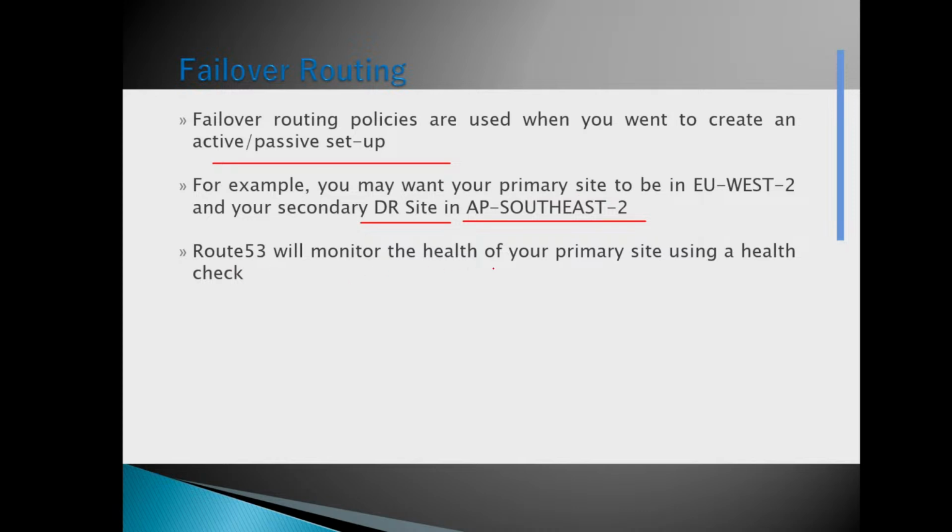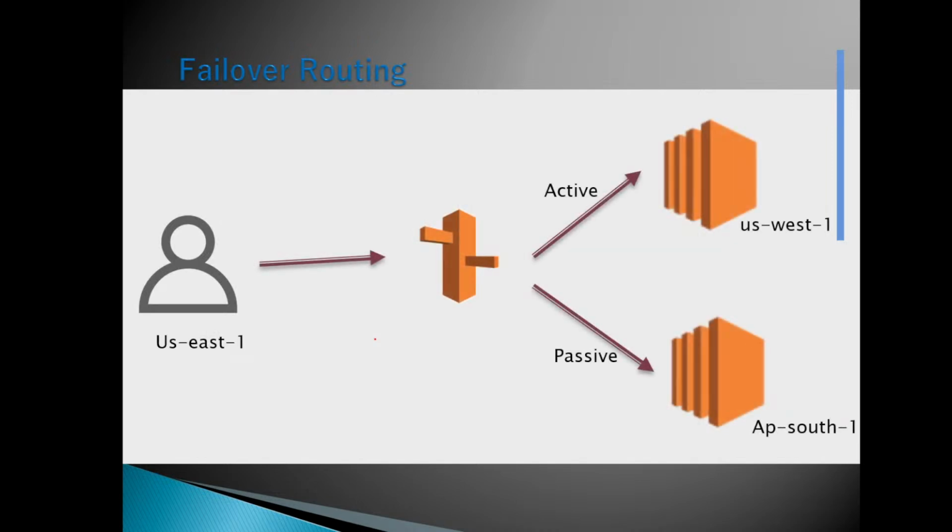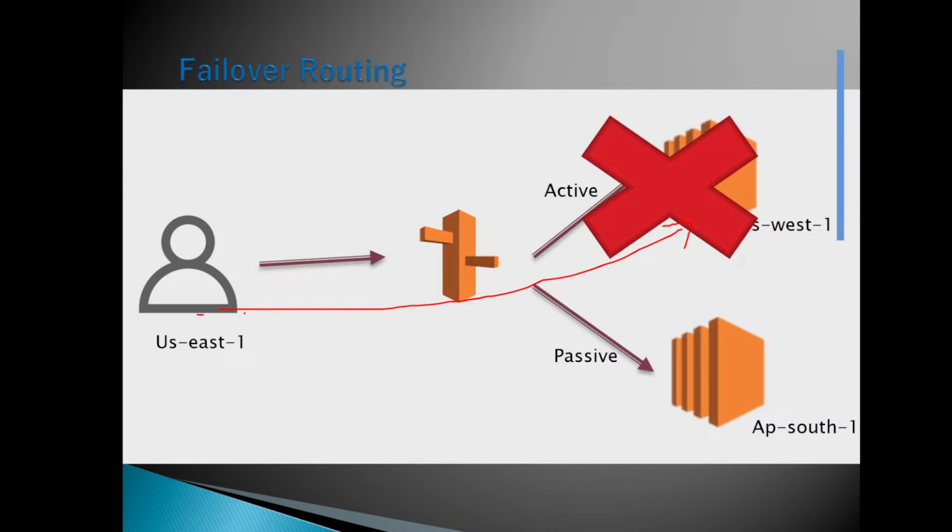So Route53 will monitor the health of your primary site using a health check. The health check monitors the health of your endpoint. So all the traffic will go to the primary site by default. Now if your primary goes down, all the traffic will go to the secondary site.